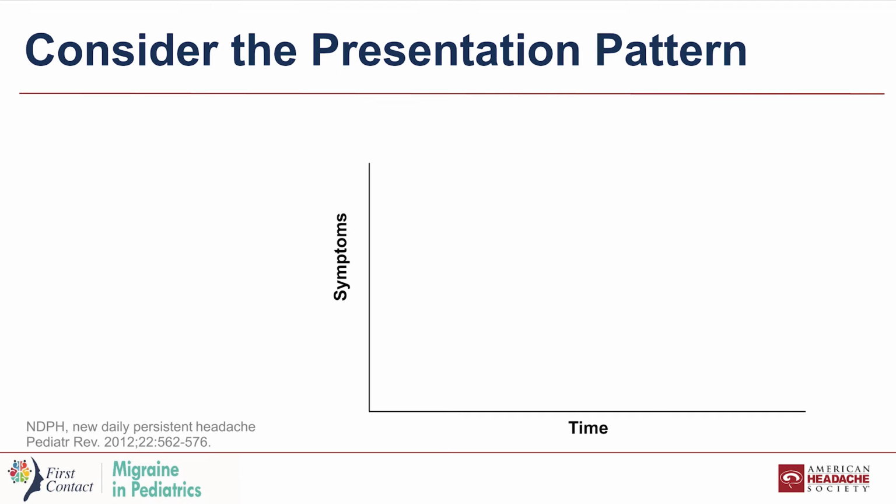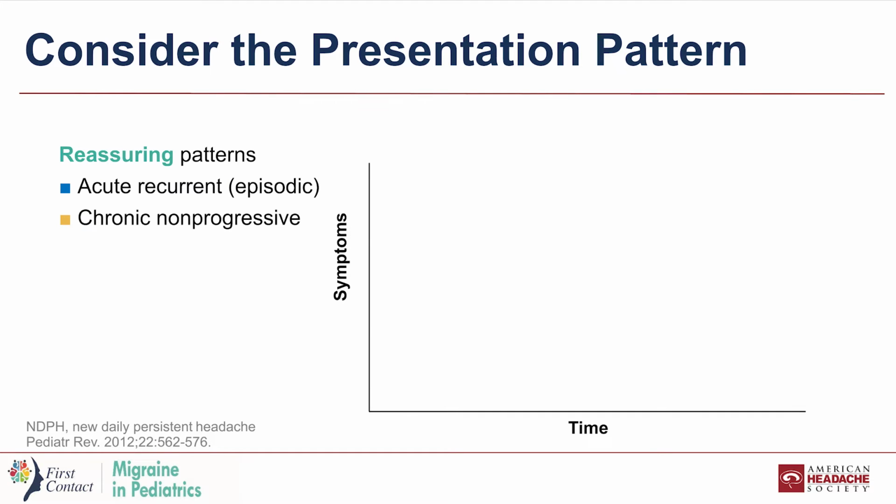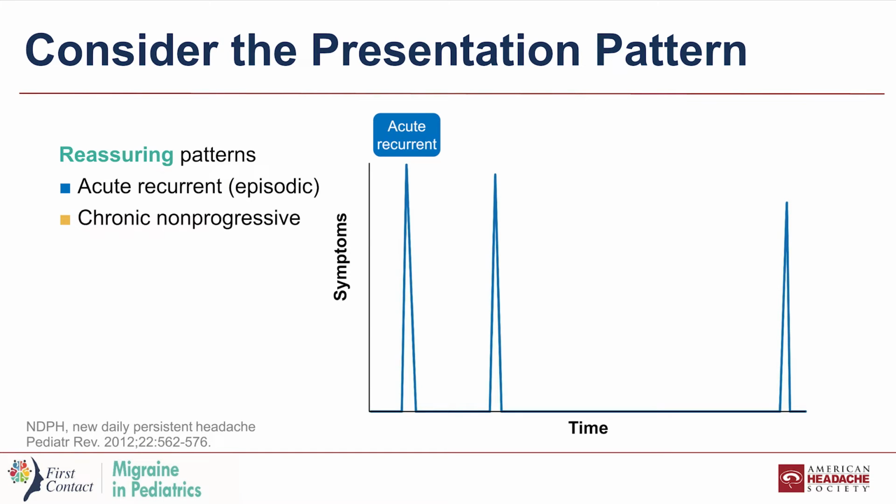The most reassuring patterns consistent with migraine or tension type headache, the primary headache disorders, would be either acute recurring headaches. These are episodes that may happen maybe 2 or 3 times a month, up to 2 or 3 times a week. These headaches start and stop and are self-limited. They occur in stereotyped attacks, so one attack looks pretty similar to the other attack.